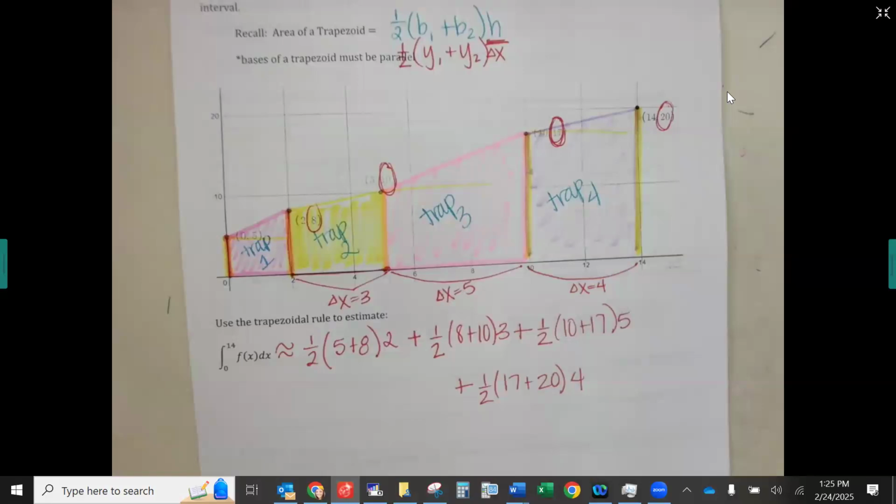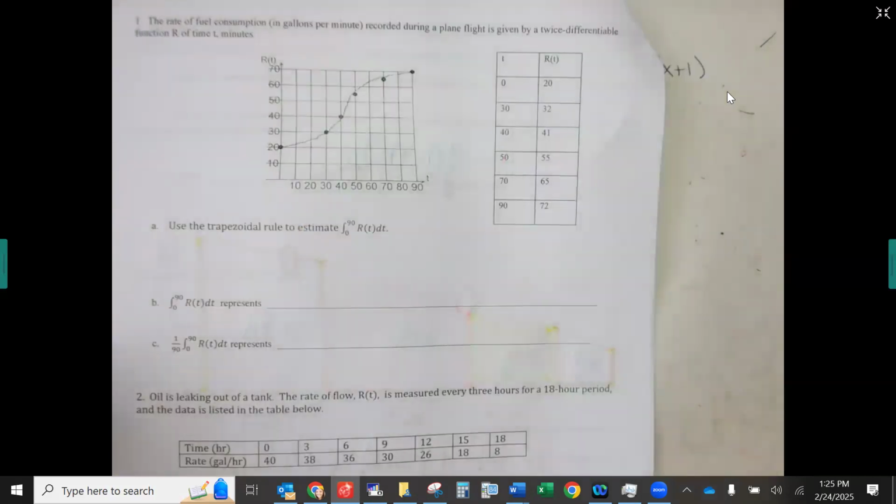All right, so we are going to do another trapezoidal rule. You have the graph already there for you. Let's go ahead and do it. Our goal is going to be to move away from using the graph, because a lot of times on the AP test, they're just going to give you the table. So put your 1/2.